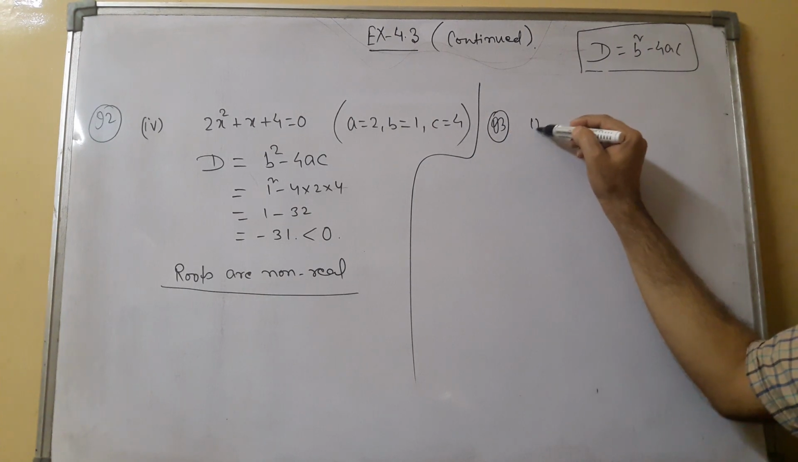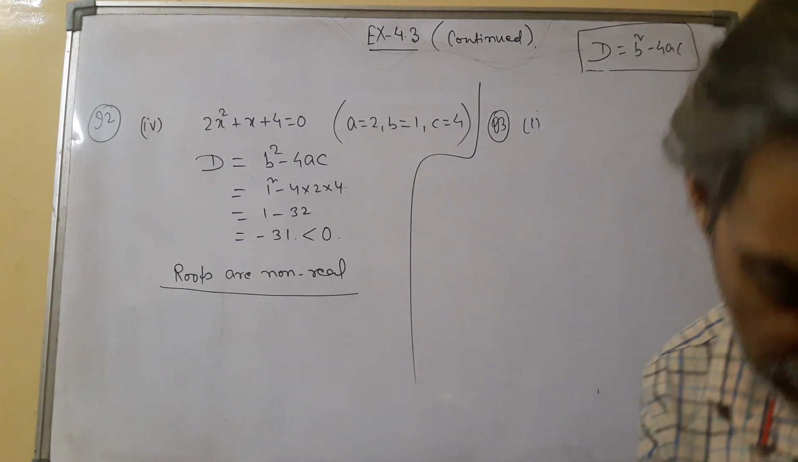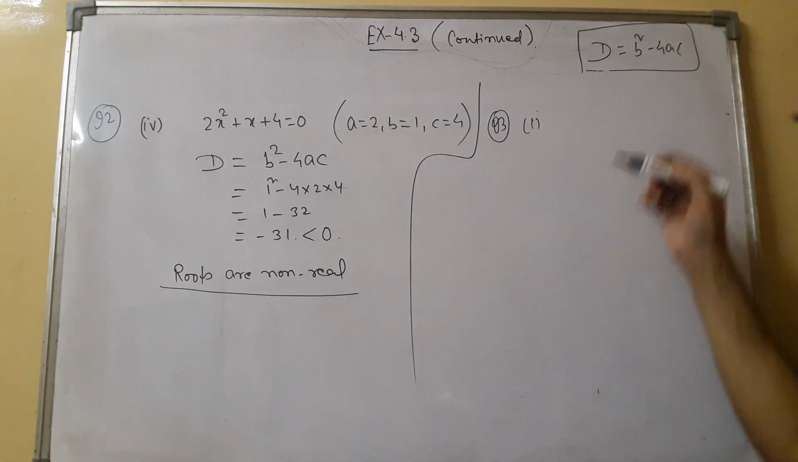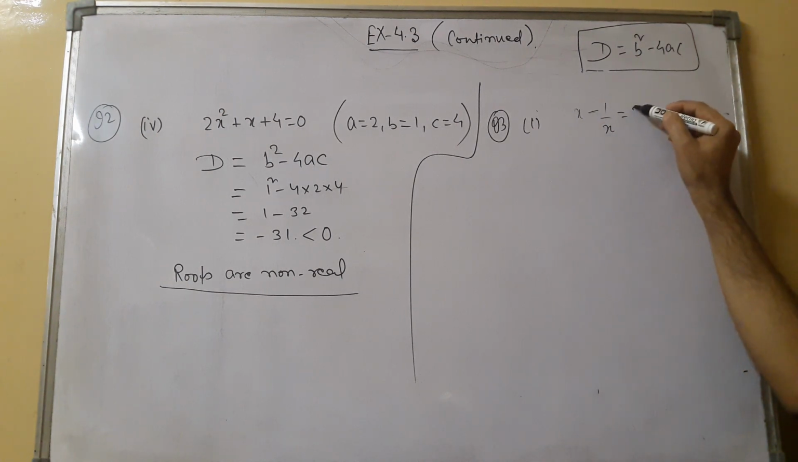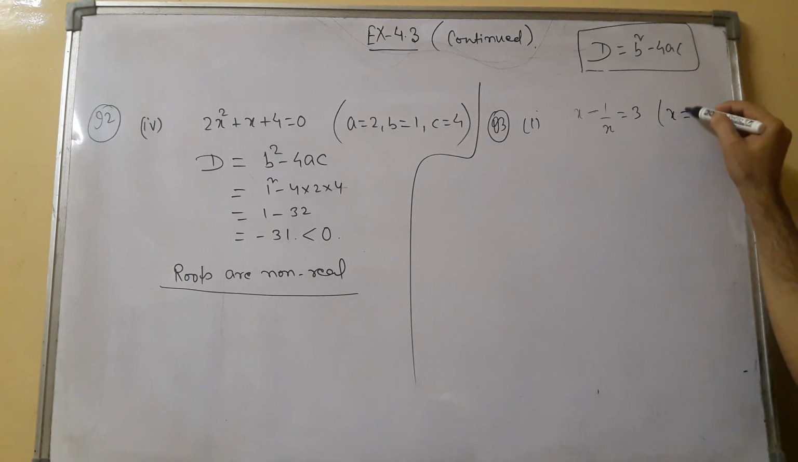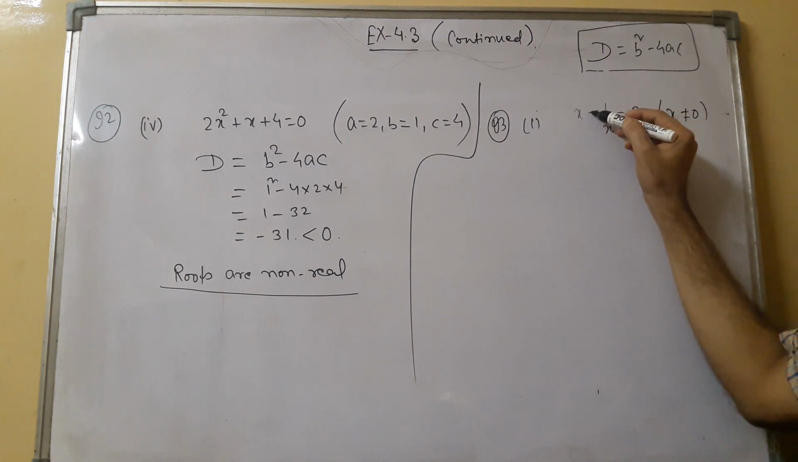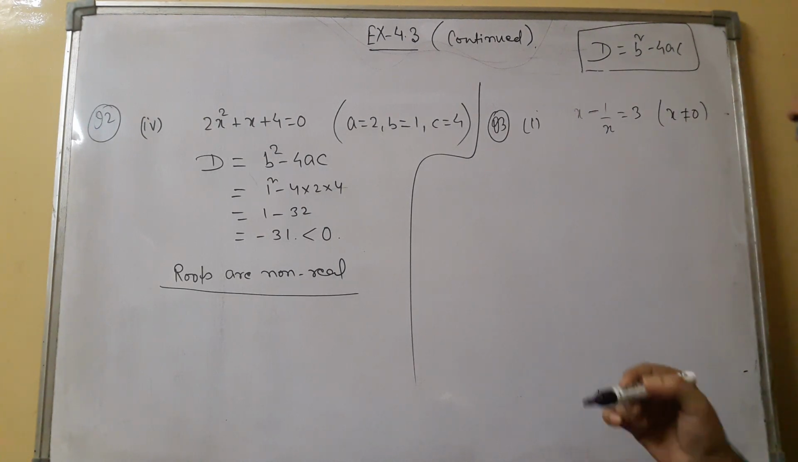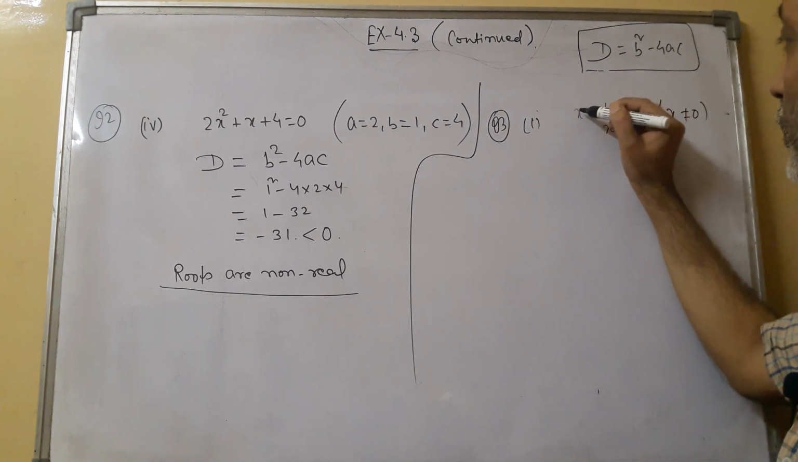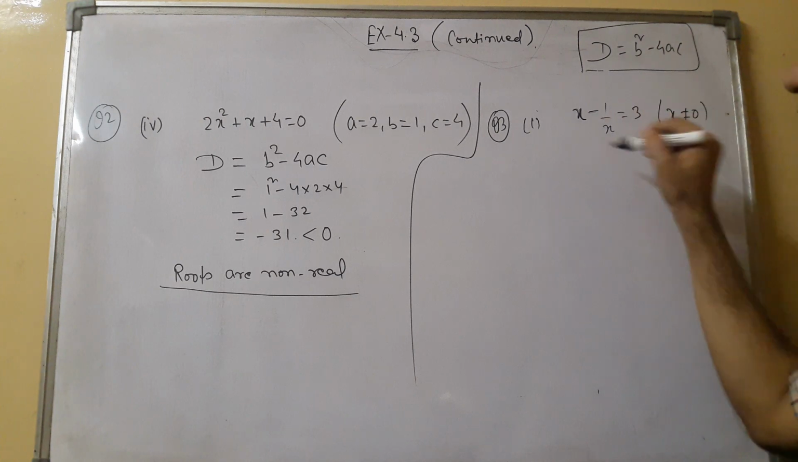Question number 3, first part. It's x minus 1 upon x equals to 3, and x not equal to 0. Why? Because any number divided by 0 is not defined, therefore x cannot take value 0. Now how to solve this?